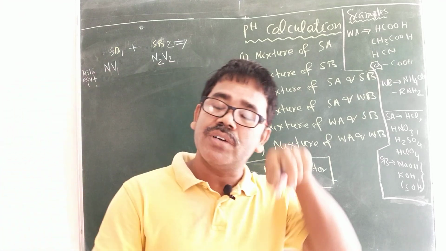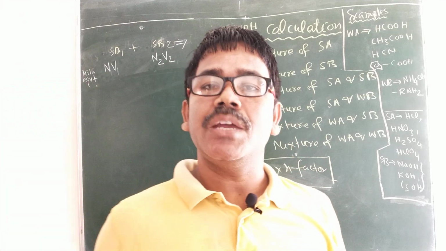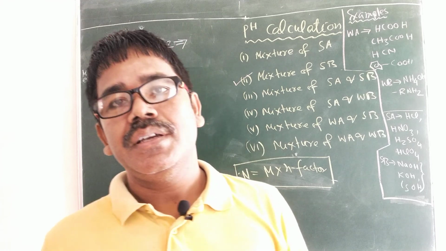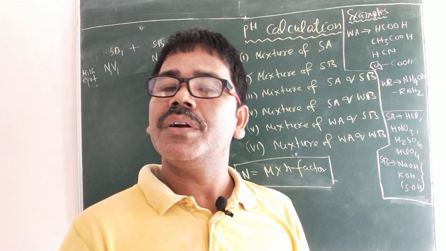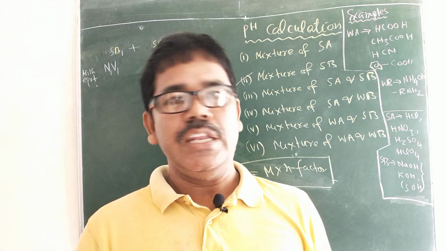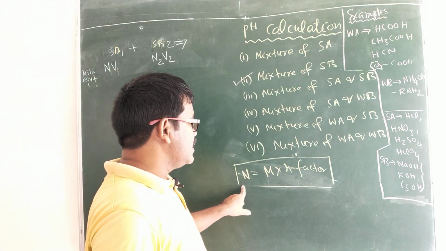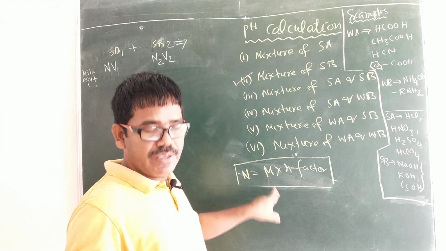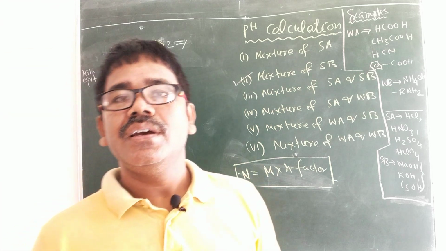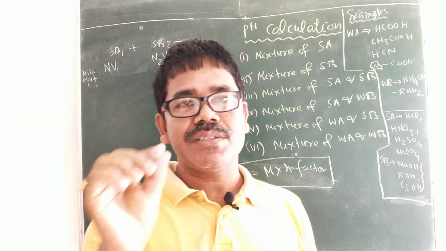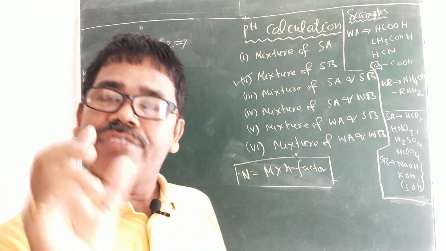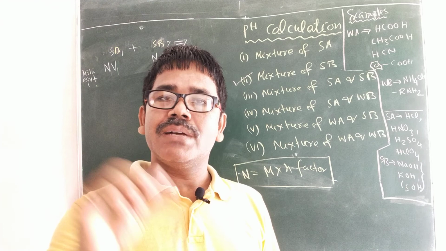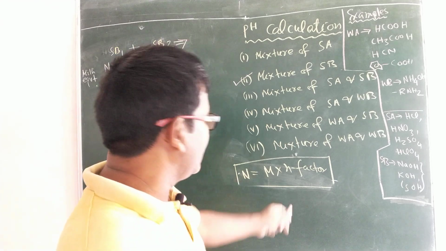In the last video I also explained that sometimes the question can be given in terms of molarity. If the question is given in terms of molarity, first you need to convert that molarity into normality. You know that normality is equal to molarity into n factor. If n factor is 1, then normality and molarity are the same. But if n factor is not 1, in that case you first need to convert molarity into normality by multiplying with the n factor.